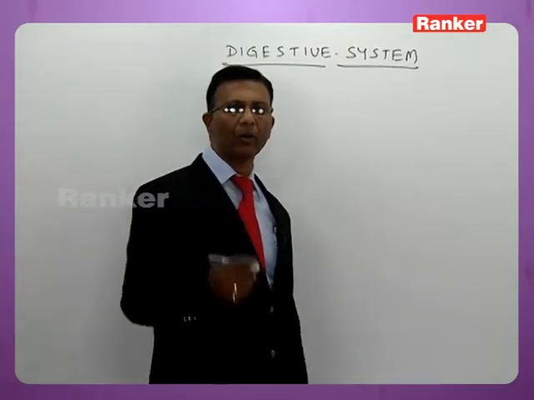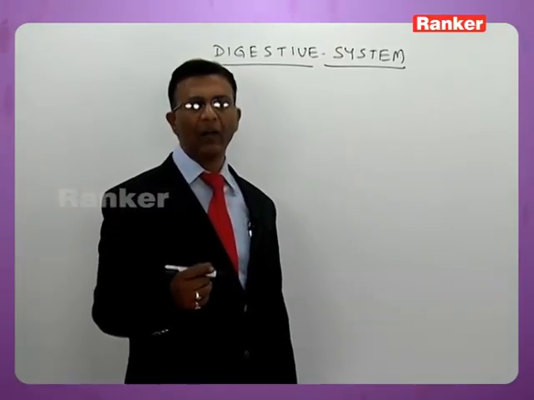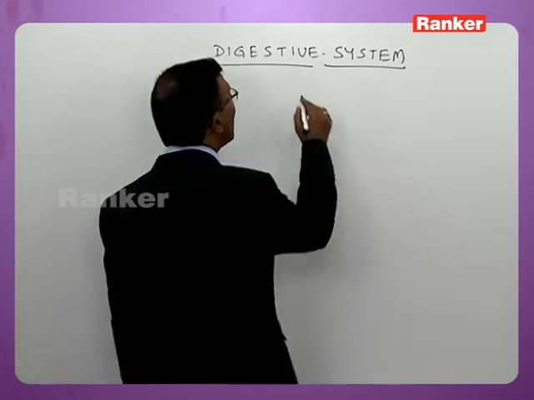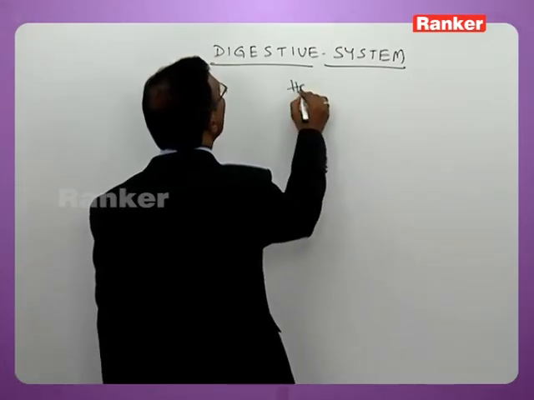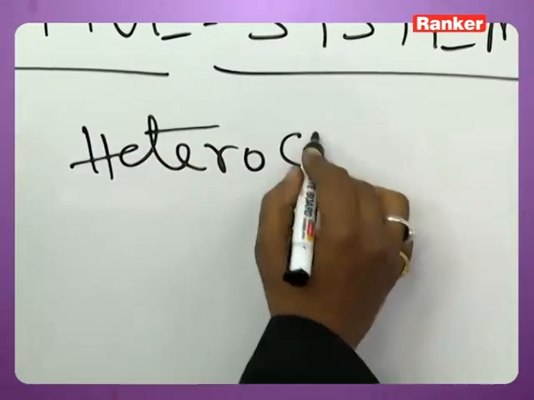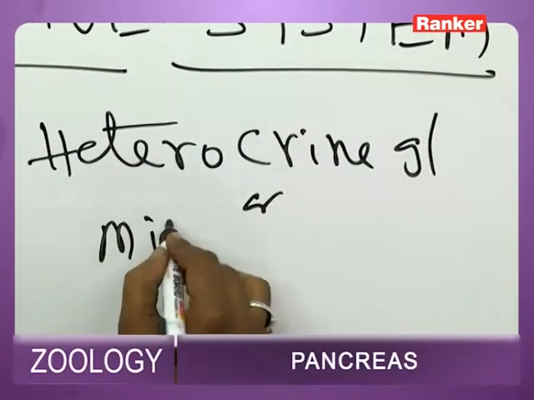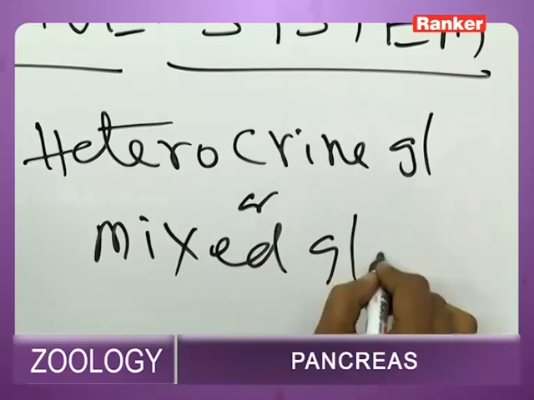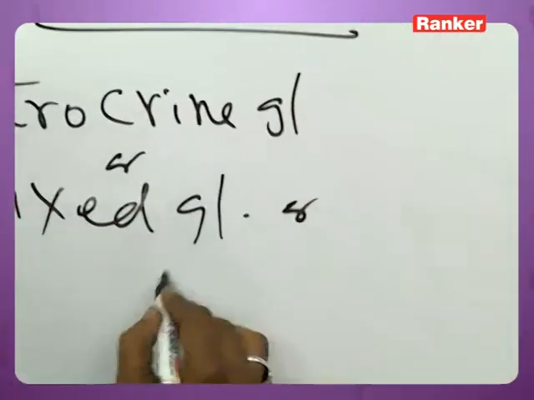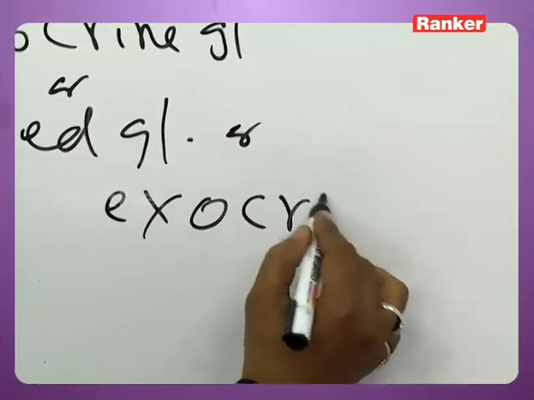Now we shall talk about the functional aspect of the pancreas. Now pancreas is commonly called heterocrine gland or mixed gland or exocrine endocrine gland.